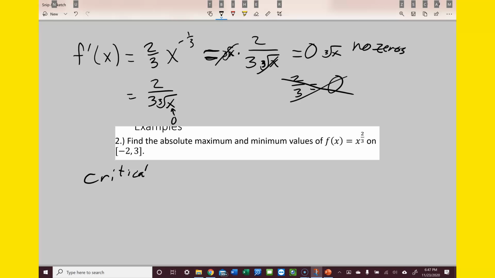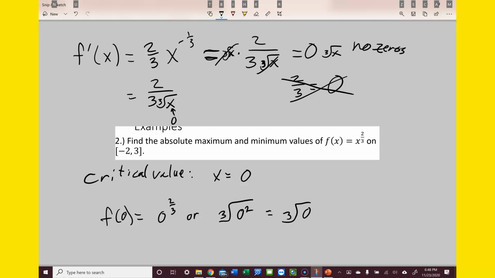Okay, a critical point or a critical value would be x equals 0. So I evaluate the function. In other words, I plug something into the function. I plug 0 into the function. That critical value, that's what I plug into f. And so f of 0 would be 0 to the 2/3 power, or we could say the cube root of 0 squared, which is the cube root of 0, which is 0. So I have the point 0, 0.